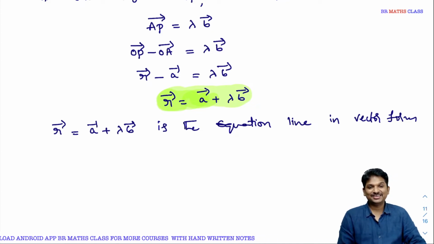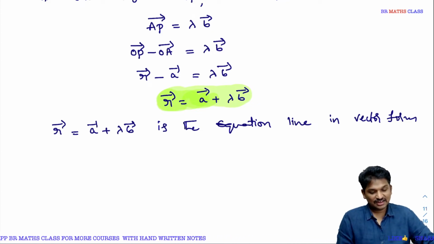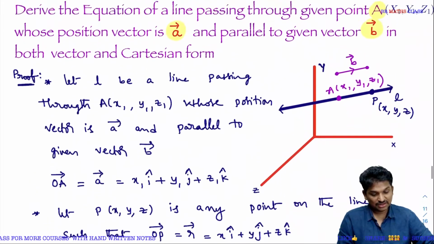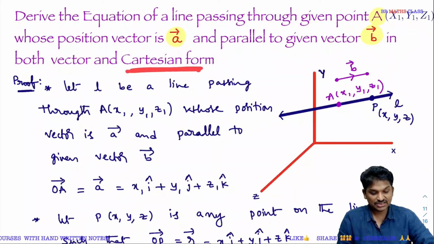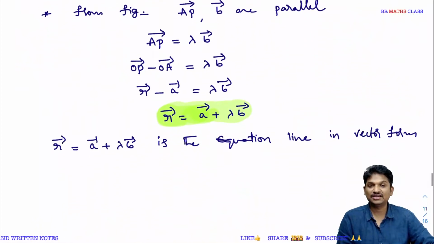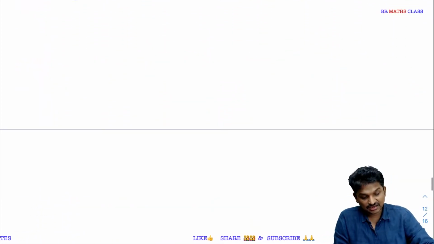Now they are asking us to derive the equation in Cartesian form also. Look here, they are asking us to derive the equation in Cartesian form. So we will derive this in Cartesian form. Okay, Cartesian form derivation.